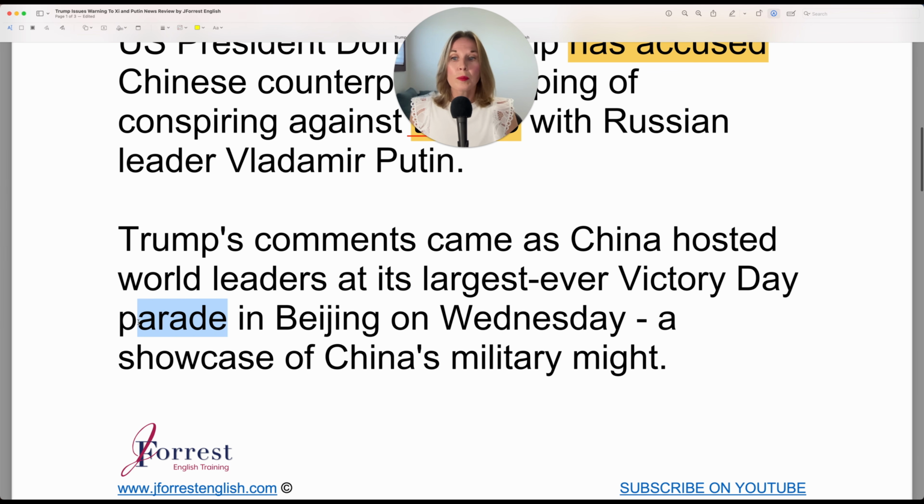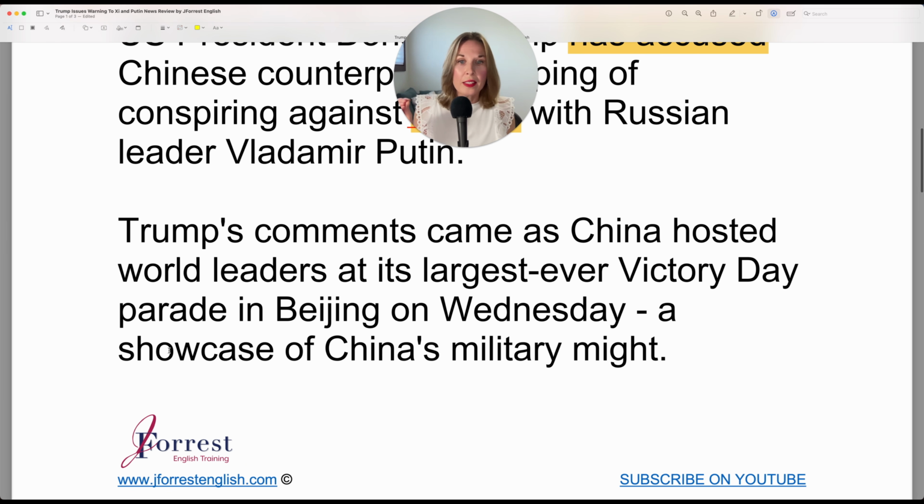And notice the pronunciation here, parade, parade, parade. And a parade is when people go down the street with music, balloons, and it's usually for a festive activity. So in this case, it was Victory Day in China. Now, a showcase of China's military might. So the parade was a showcase. So showcase, it means they show the extent of their military might. They display it.